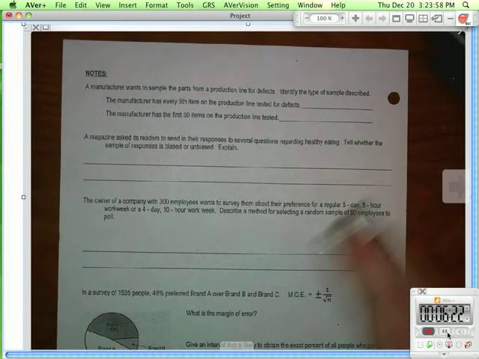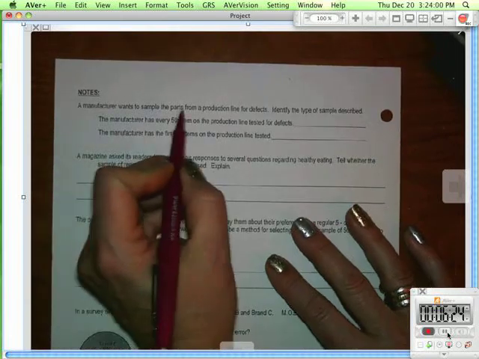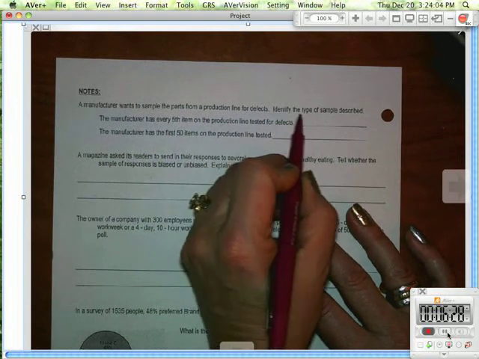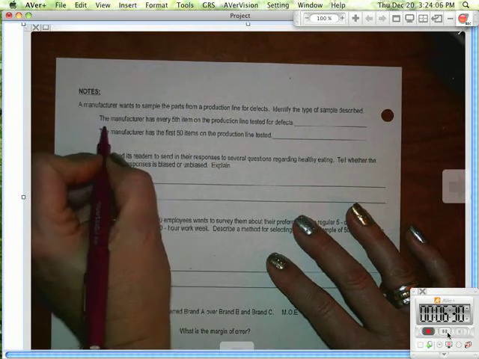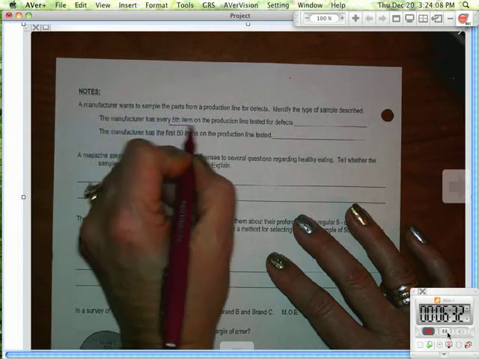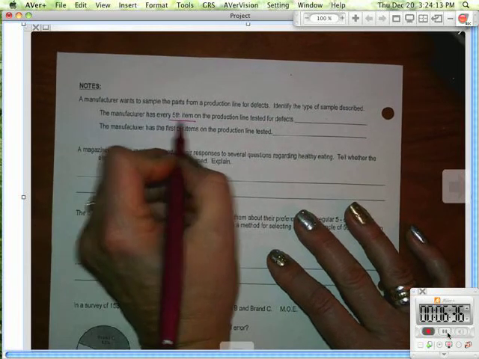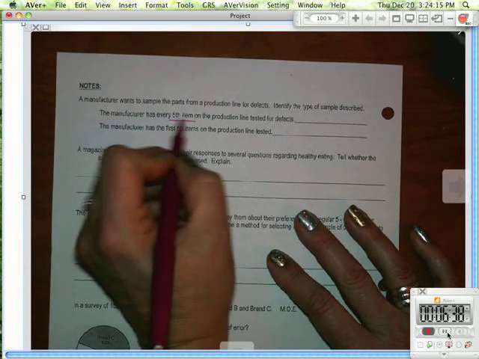All right. A manufacturer wants to sample the parts from a production line for defects. Identify the type of sample described. So the manufacturer has every fifth item on the production line tested for defects. So basically what he did was he came up with a system. Every fifth item. So that would be systematic.